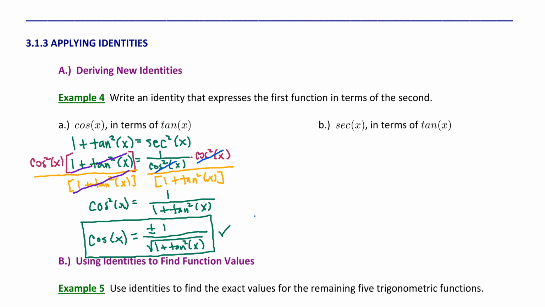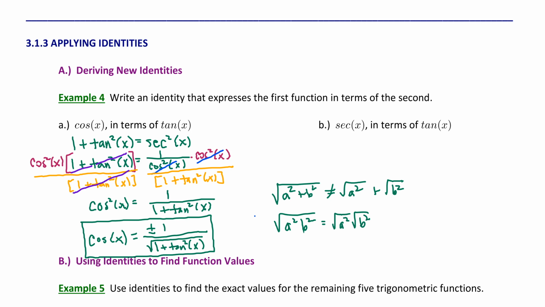Now, for those of you wondering, should I distribute that radical and evaluate the square root of the 1 and the tangent squared? Remember, if you have the sum of two squares under a radical, this is not equal to the square root of the first plus the square root of the second. The only way you could actually distribute that radical is if those two numbers were multiplied. That is legal. So in the case of the sum under a radical, you cannot distribute a radical across a sum or a difference in the same way that you can't distribute an exponent across a sum or a difference.